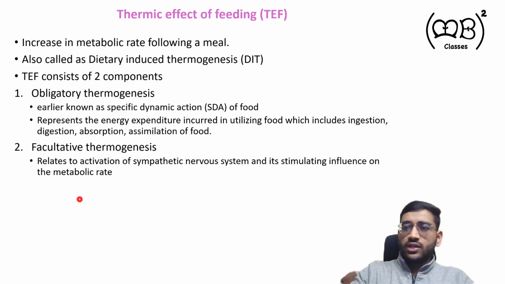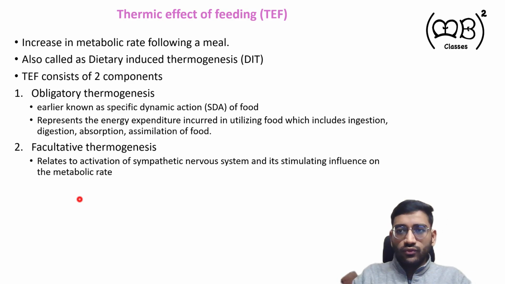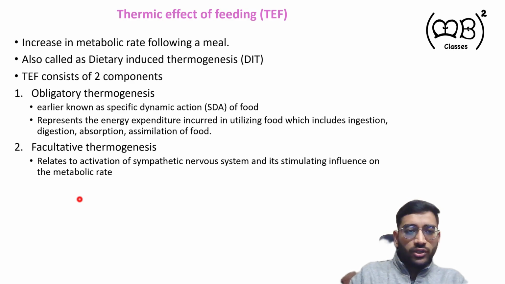This is when you consume food: the ingestion of the food, the digestion, and after digestion there's absorption and assimilation of the food. All this requires some energy, so this energy expenditure is called obligatory thermogenesis, because all the energy which is consumed would eventually be converted into heat. And facultative thermogenesis is the activation of the sympathetic nervous system, which has a stimulating influence on the metabolic rate, and is also a component of the total thermic effect of feeding.